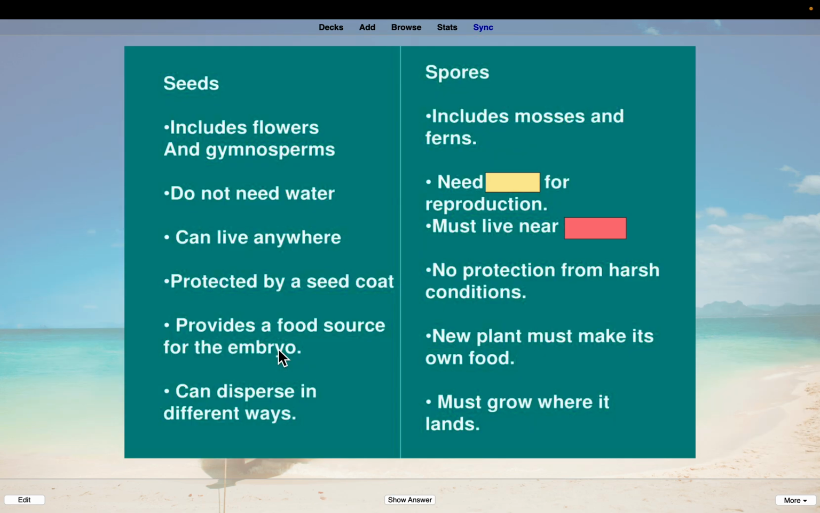Okay, seeds versus spores. Seeds include flowers and gymnosperms. For spores, mosses and ferns have them. Seeds do not need water. They can live anywhere, and they are protected by a seed coat. And they provide a food source for the embryo, and they can disperse in many different ways.